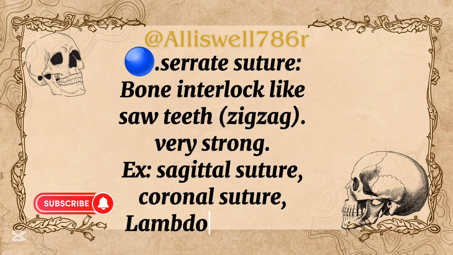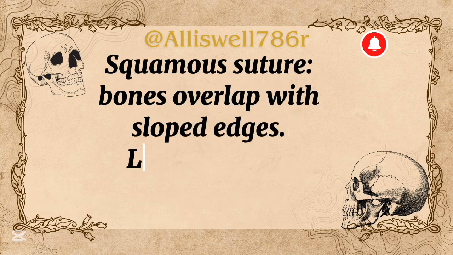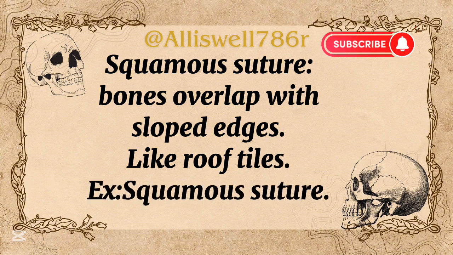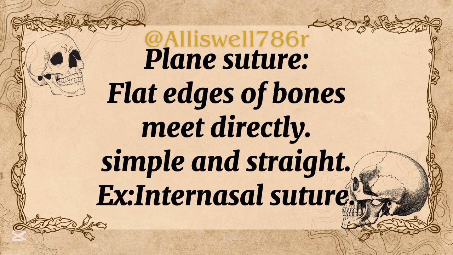Serrate suture: bones interlock like saw teeth. It is very strong. Example: sagittal suture, coronal suture, and lambdoid suture. Squamous suture: bones overlap with sloped edges like roof tiles. Example: squamous suture. Plain suture: flat edges of bones meet directly, simple and straight.